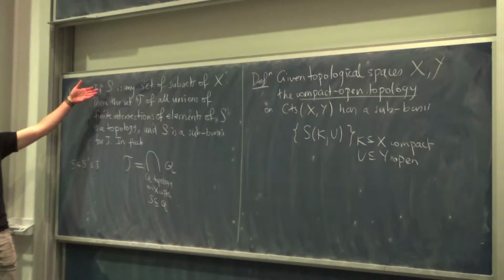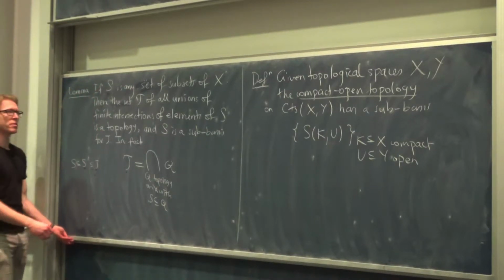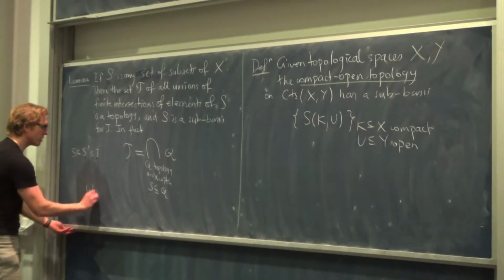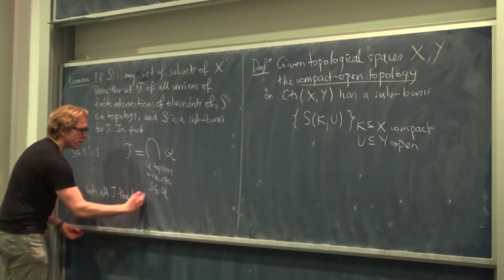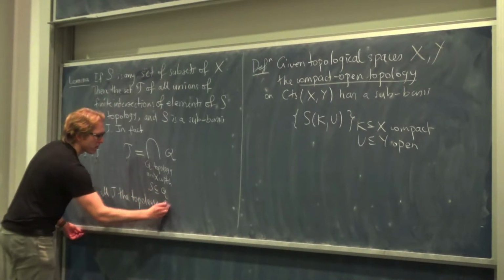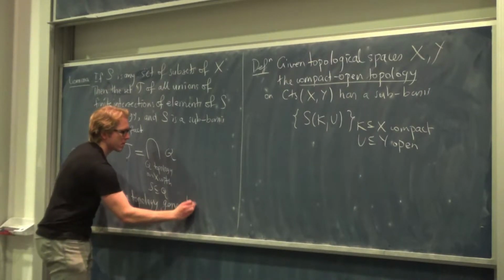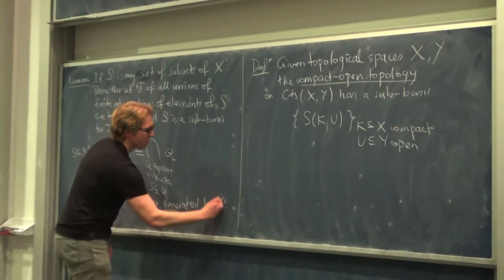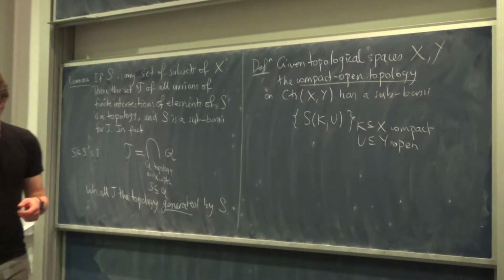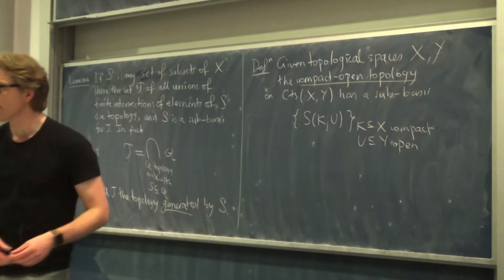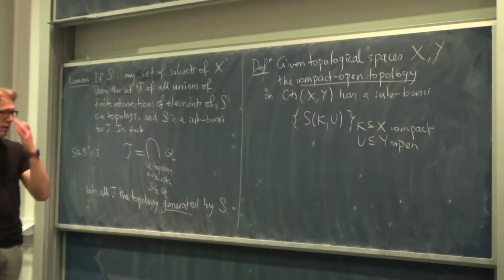Any collection of subsets generates a topology. So we call T the topology generated by S. Take that set, take the topology that it generates, that is the smallest topology which contains it, and that's by definition the compact open topology.